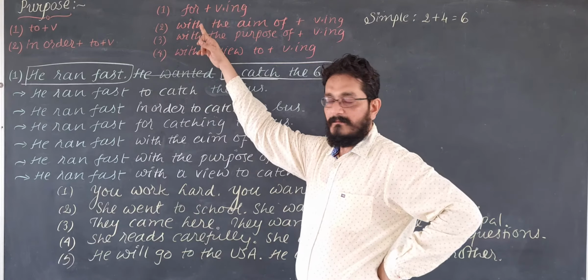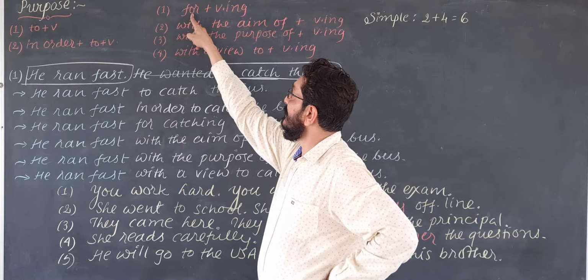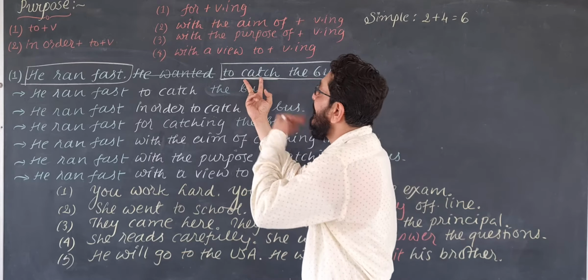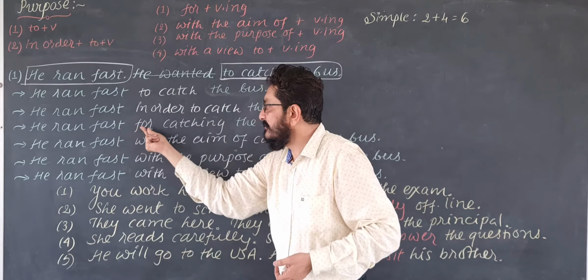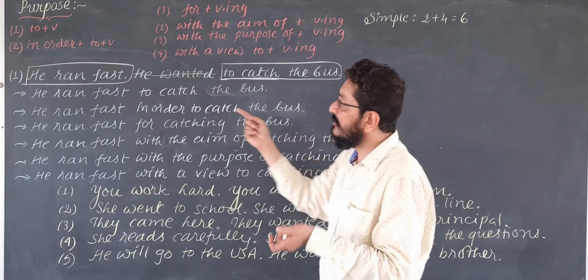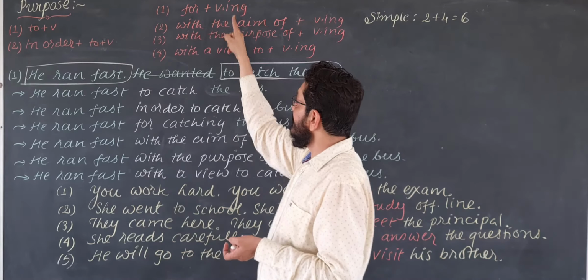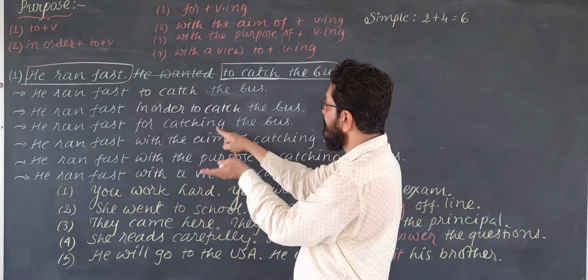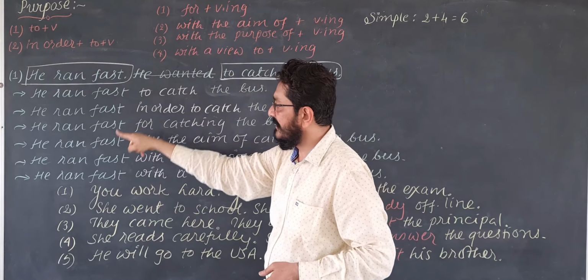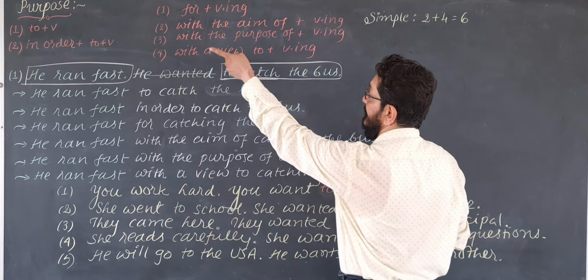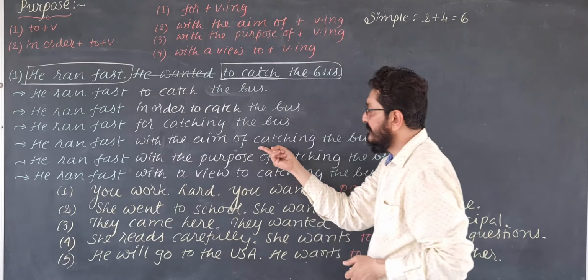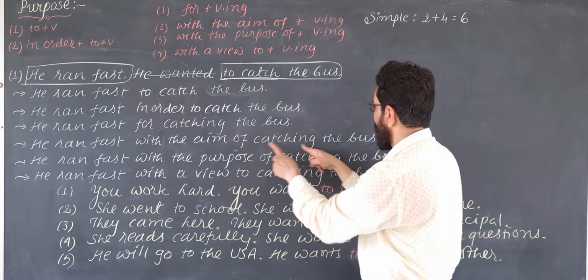Now for. He ran fast for. "For" is always followed by a VING. So to catch will become catching. He ran fast for catching the bus. To catch becomes catching the bus. Now suppose you want to use with the aim of. He ran fast, then with the aim of, it is also followed by VING. With the aim of, then you have to write catching the bus.